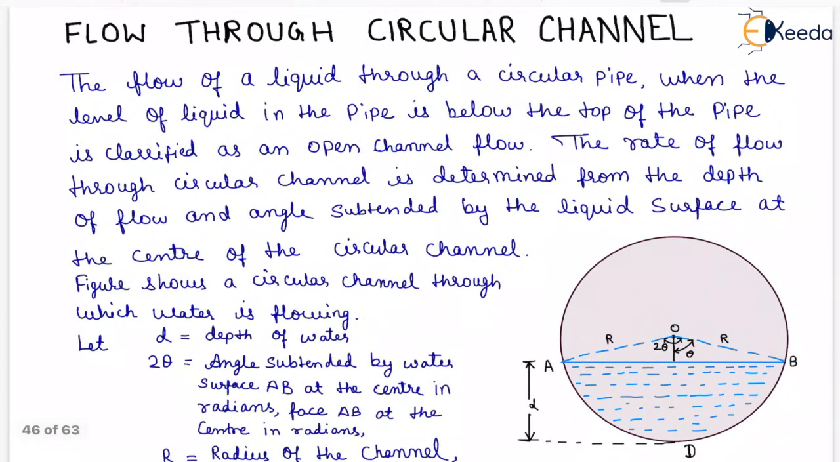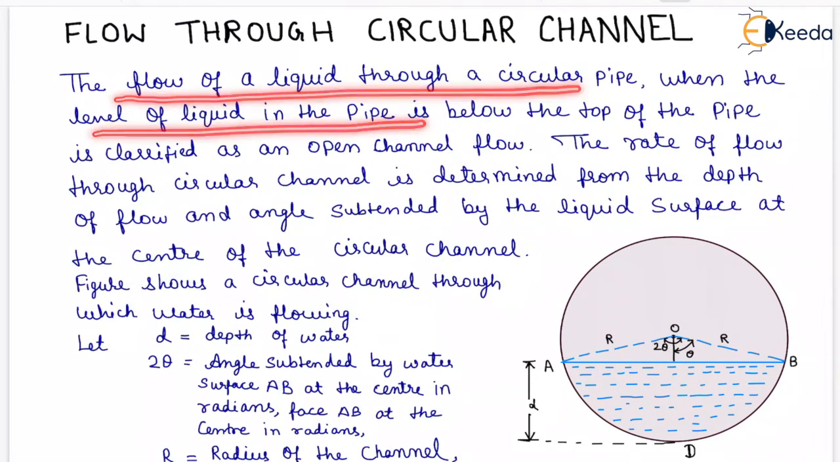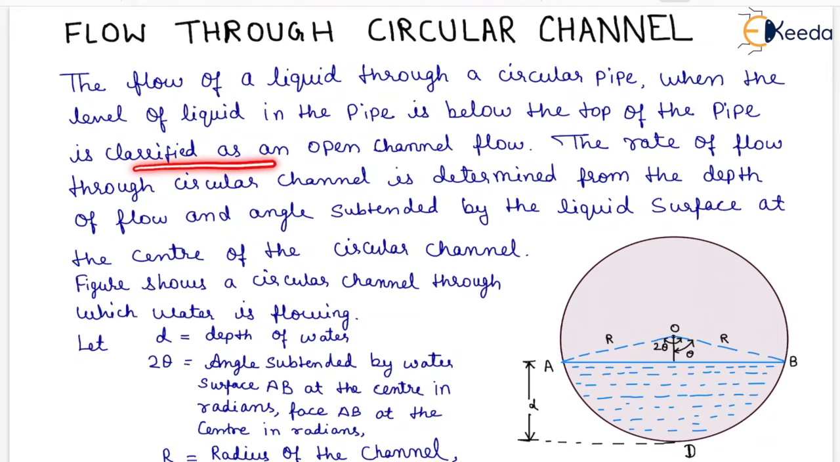Now next is the flow through a circular channel. The flow of a liquid through a circular pipe when the level of liquid in the pipe is below the top of the pipe is classified as open channel flow. The rate of flow through a circular channel is determined from the depth of flow and the angle subtended by the liquid surface at the center of the circular channel, which is shown here.